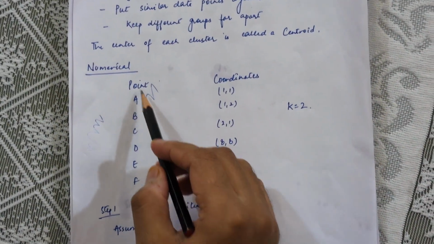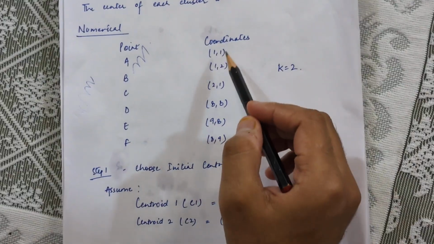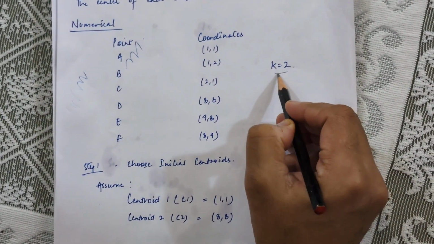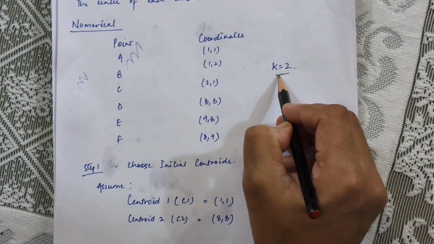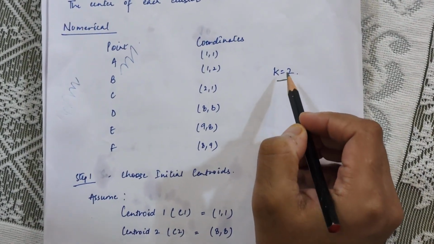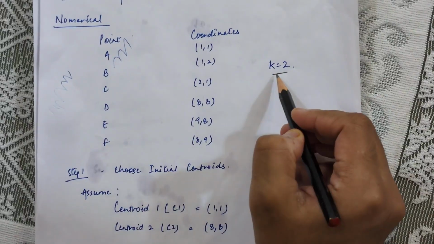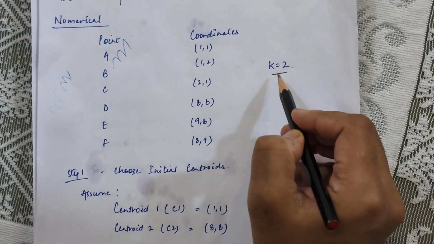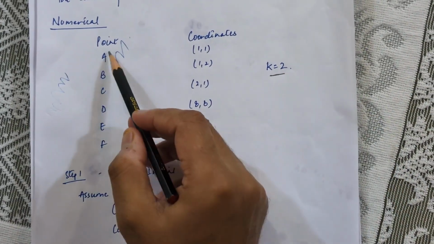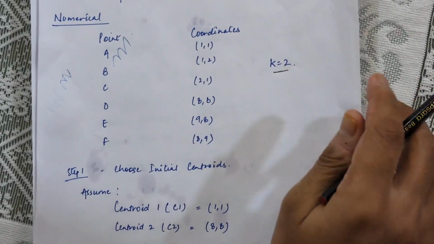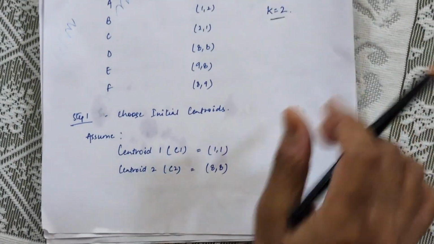In the exam you will be given certain data points and the coordinate for each data point. You'll also be given a k value, which will be the number of clusters. So your objective would be to form k equal to 2 clusters, such that every point either falls in the first cluster or the second cluster. Let's see how we would approach the problem.